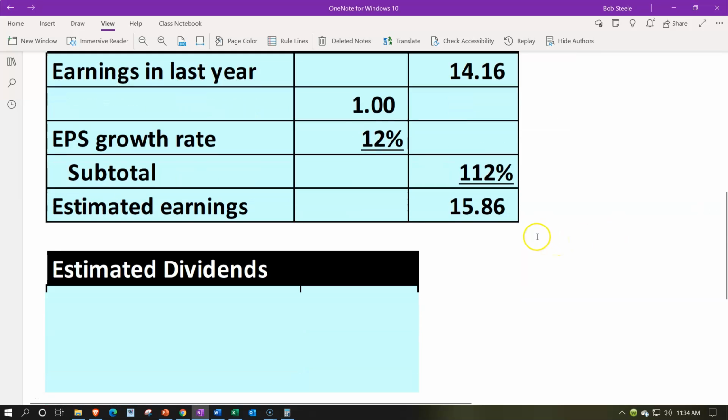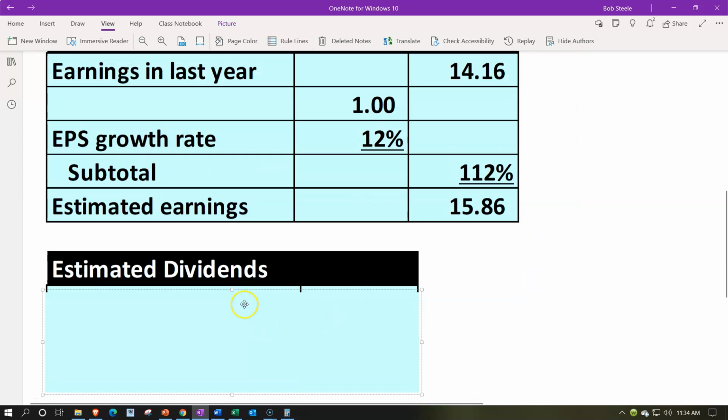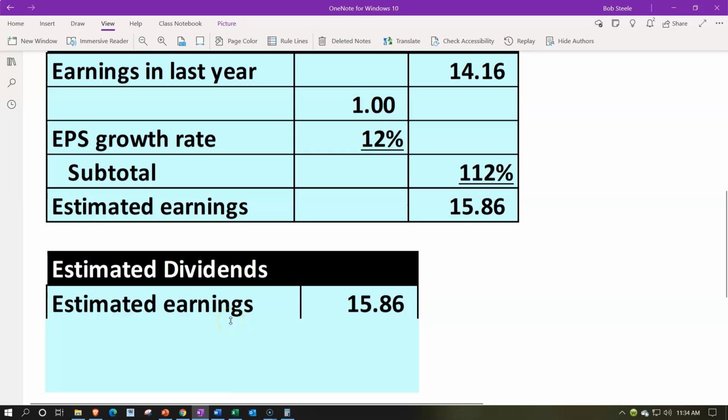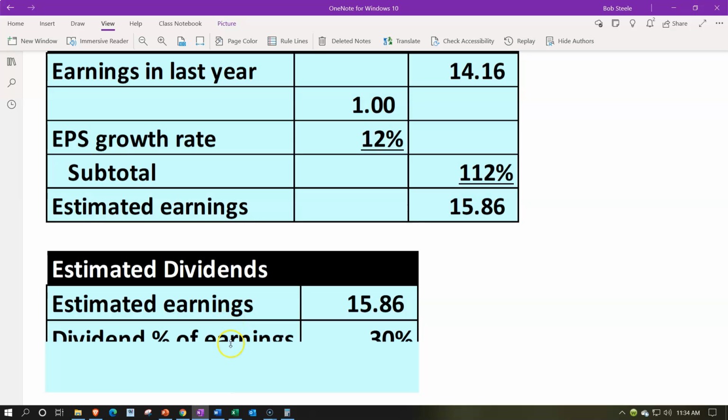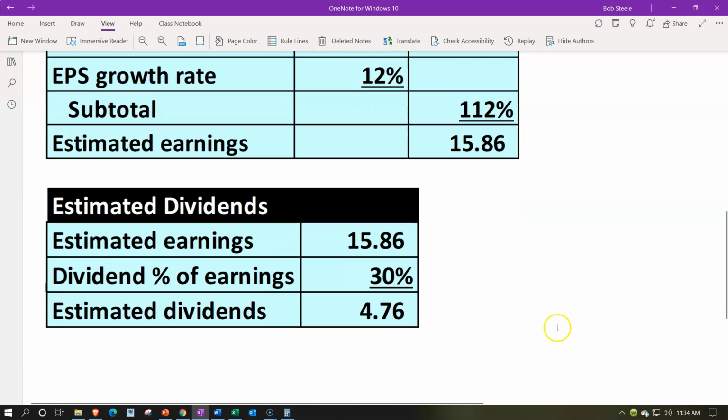Once we have that, then given this assumption of the 30% on the dividends, we can assume what the dividends will be. The estimated earnings at the 15.86 times the 30% of the dividends that will be given out. We're guessing the dividends will be the 4.75, which is simply the 15.86 times the 0.3 or 30%, giving us about 4.76.